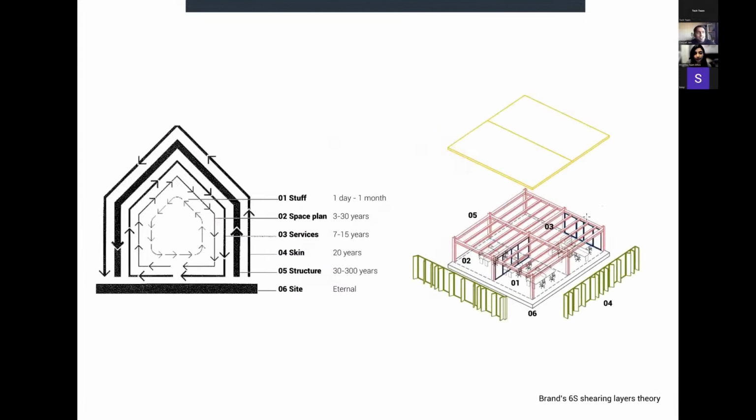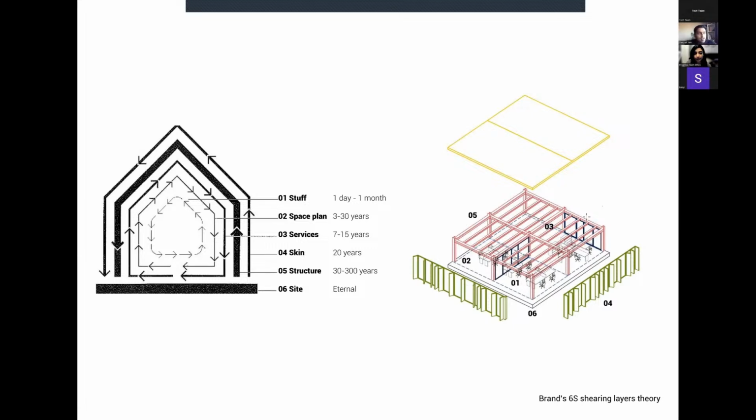To unfold the complexity of the building, I would use the shearing layers theory by Frank Duffy, which was later elaborated by Stewart Brand in his book How Buildings Learn. So the layers theory is a set of integral components that adapt or change with the time scale of the buildings. This consists of six different layers: the site, structure, skin, services, space plan, and the stuff.